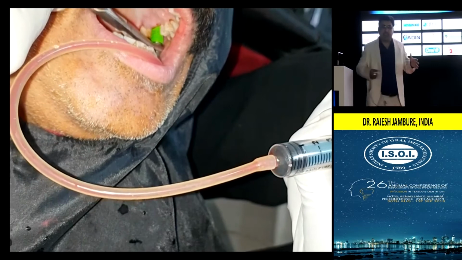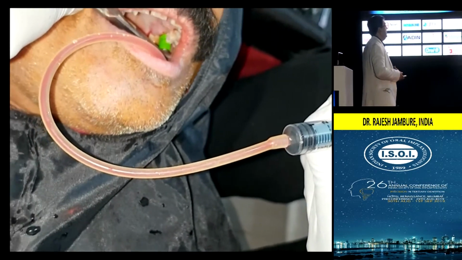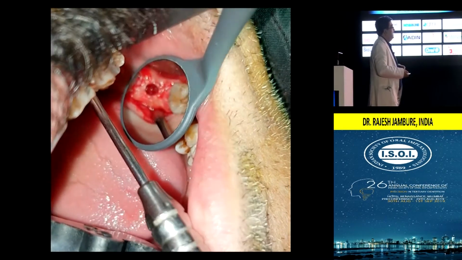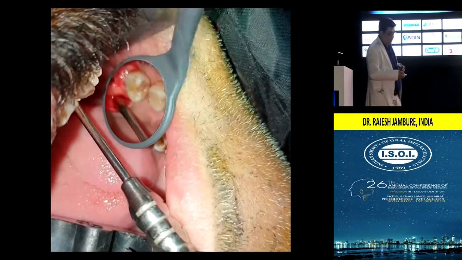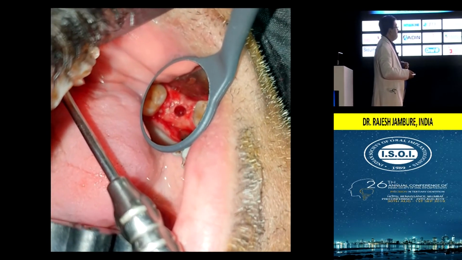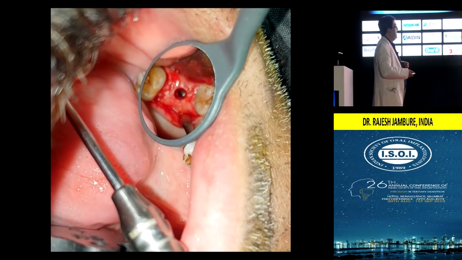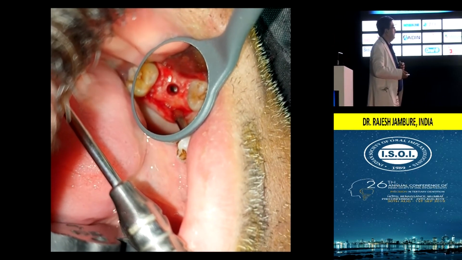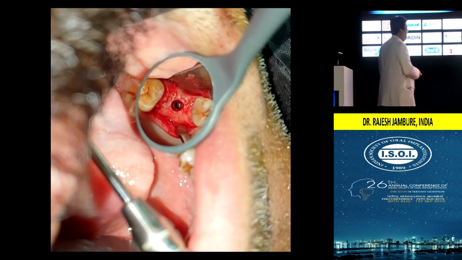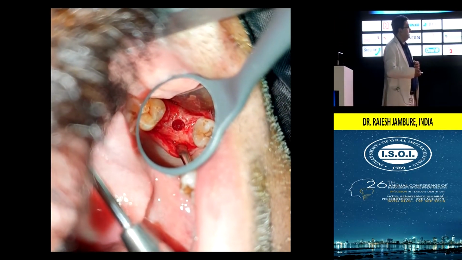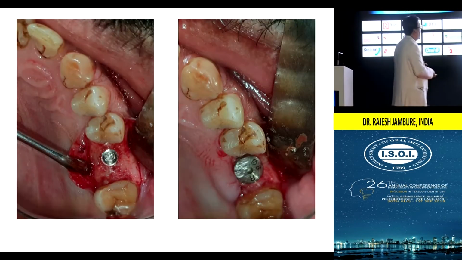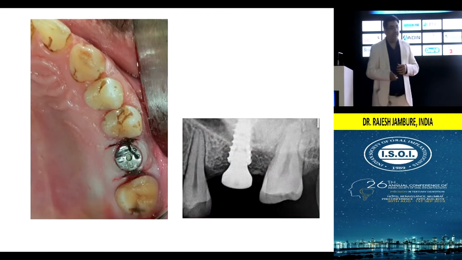Once you get blood tinged saline back, that means there is no perforation in that sinus, and you can even see the membrane which is lifted and which is moving with the patient's breathing movement. Can you see here? The membrane is moving around along with the breathing movements, and after that, once the membrane is properly lifted, then we go ahead and graft the area, and then finally we place the implant in that region.